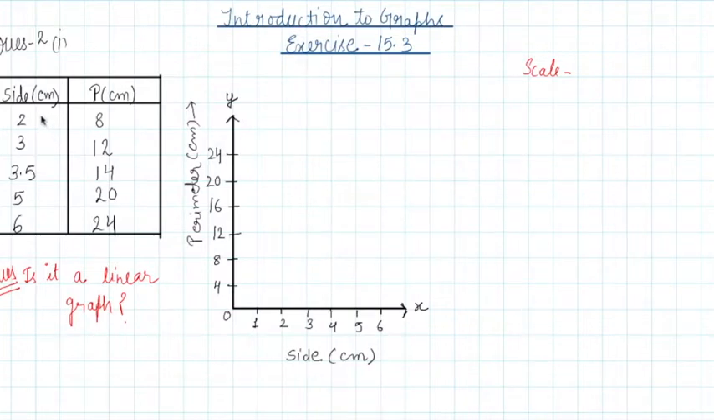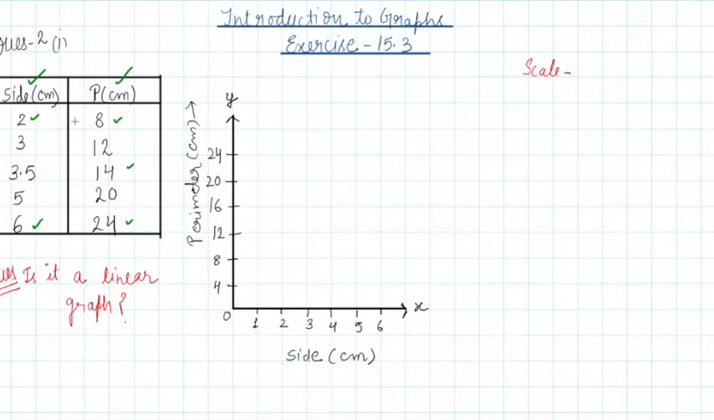Now again, I have taken side on the x-axis and the perimeter on the y-axis. If you see the values, the smallest value is 2, going till 6. So we can take 0, 1, 2, 3, 4, 5, 6. Here, if you see, it starts from 8 and goes till 24, and mostly the multiples are of 4 except this one. So I have taken it as 4, 8, 12, 16, 20, 24. You have to be very careful while making the choice, while writing the scale.